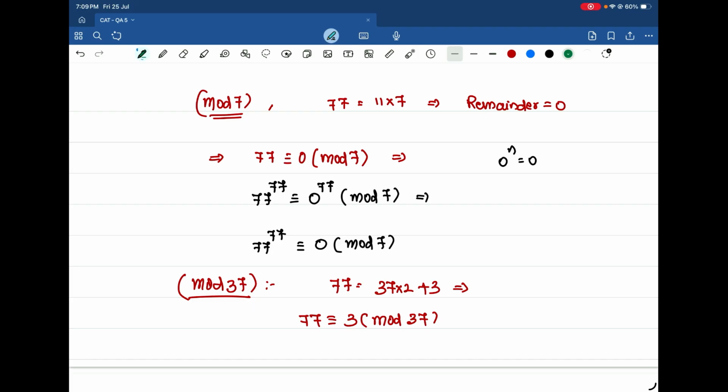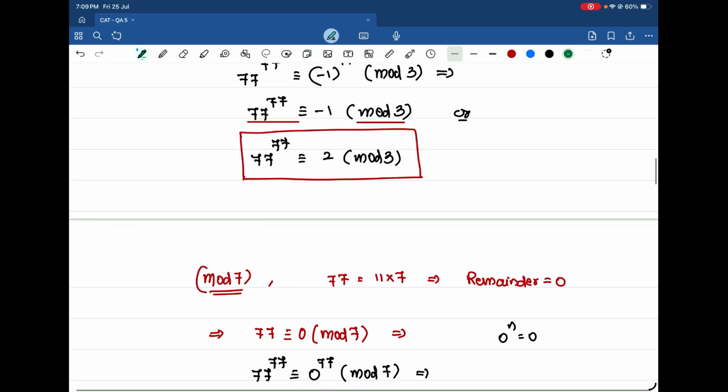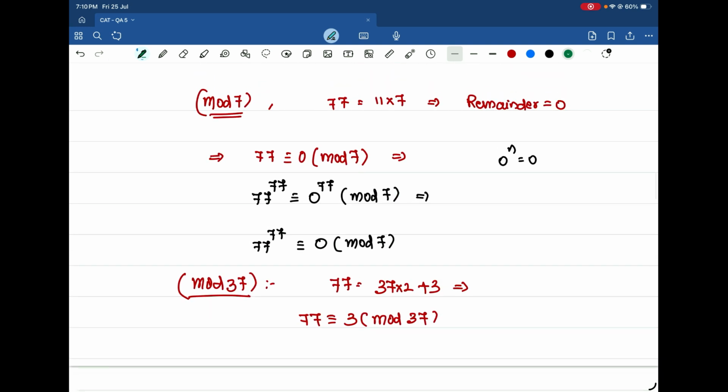And when you take the value, because that is mod 3 we have solved previously, because 3, 7 and 37 are the factors. First factor 3 is taken and found that 77 to the power of 77 is equivalent to 2 mod 3. In terms of mod 7, 77 to the power of 77, because it is divided by 7, remainder is 0, that's equivalent to 0 mod 7.